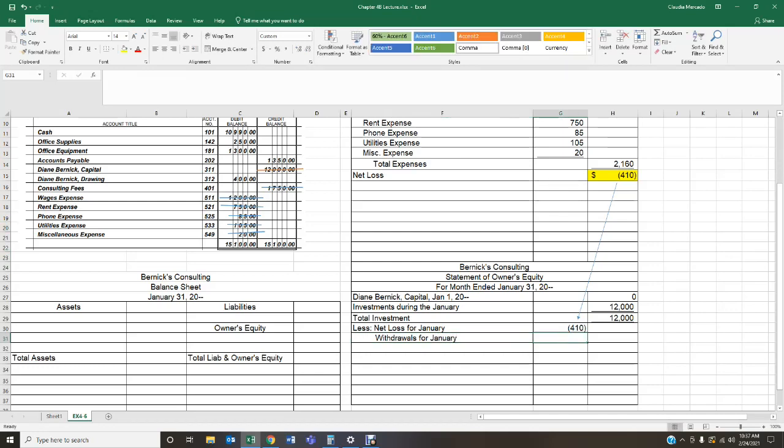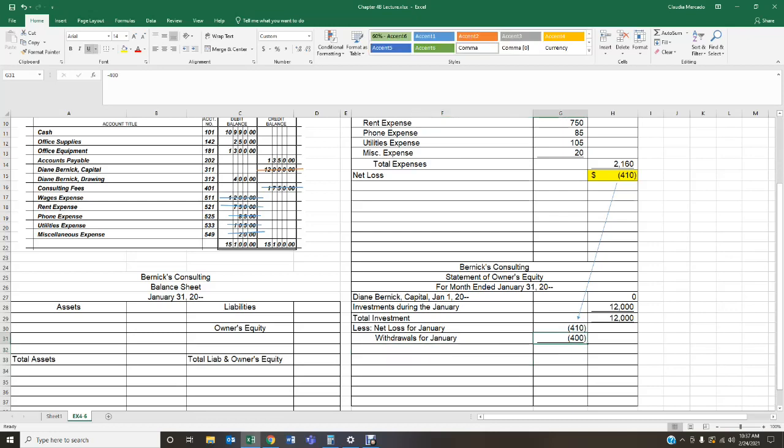We had a withdrawal of $400. Because we withdrew money, that's a decrease. We withdrew $400, okay? So I'm going to add those two together, and that's going to give me a decrease in capital of $810. Okay, so I had a loss of $410 from my operations.